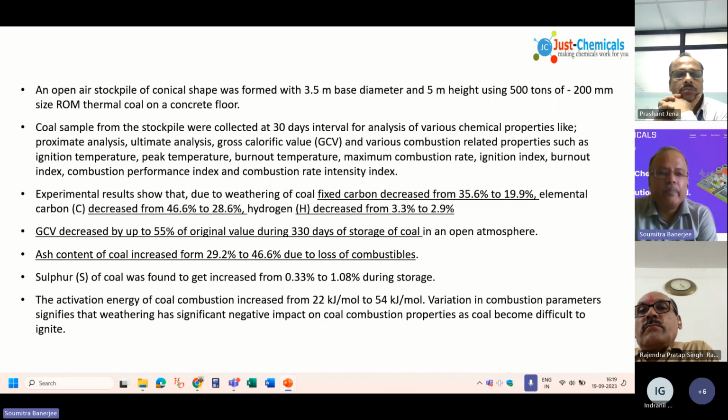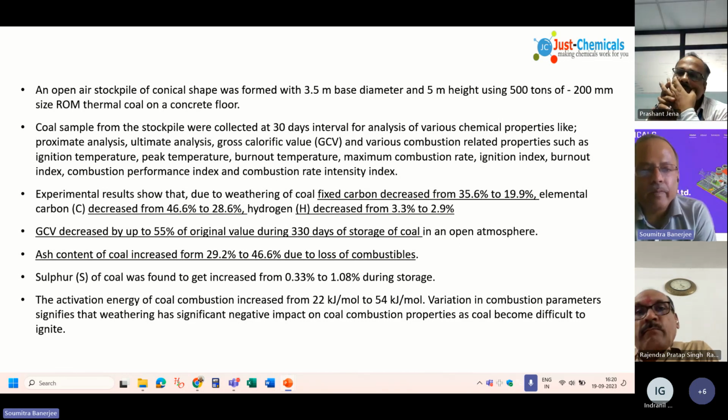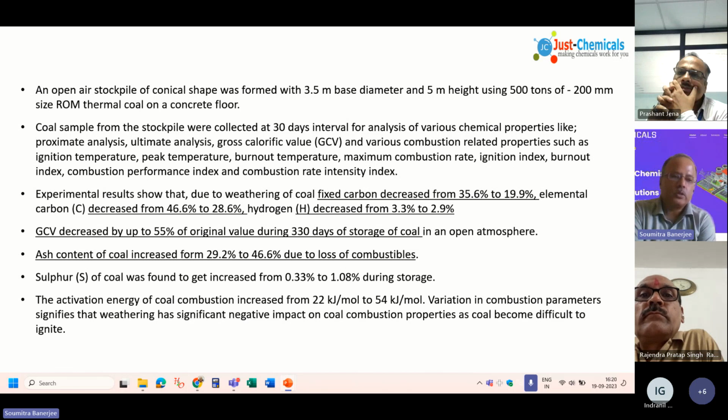Such as ignition temperature, peak temperature, burnout temperature, maximum combustion rate. These are very important characteristics which normally people do not check. Ignition temperature, people do not check. Peak temperature, people do not check. Burnout temperature, people may not be knowing about this. Maximum combustion rate, that also they may not be knowing. And there is an ignition index. So I'll tell you in the later slides, and if required, I'll get you a paper also on this.